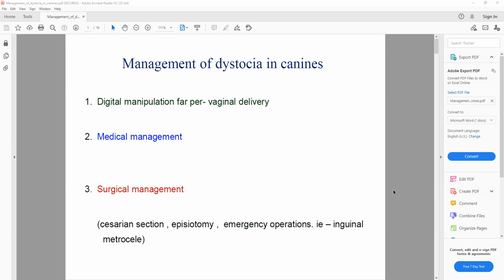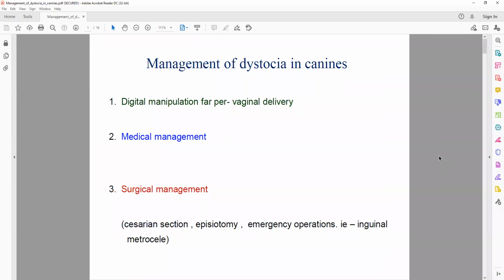Then medical management: what drugs you can prescribe and recommend to start and fasten the parturition event. And then, at last, surgical management. In today's class we will discuss only digital manipulation and medical management. The surgical management is a separate class, where I'll teach you how to do surgery, especially cesarean section in small animals and large animals, what the precautions are, and how you will proceed. That will be discussed in a separate class. So we will discuss digital manipulation and medical management.